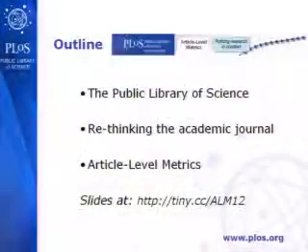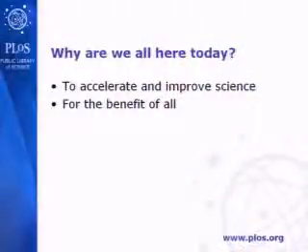Okay, so I'll give you a quick introduction to the Public Library of Science and then talk a little bit about how we're effectively, what we think, rethinking the way the academic journal works and should work. And probably the best example of us doing that at the moment is our article-level metrics program.